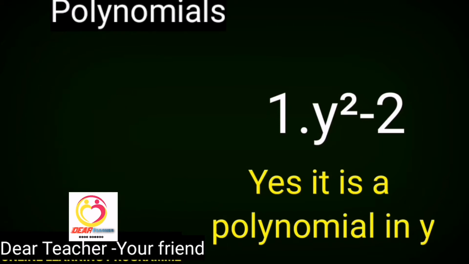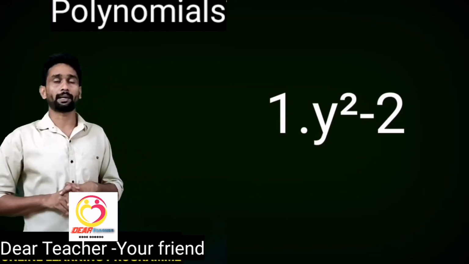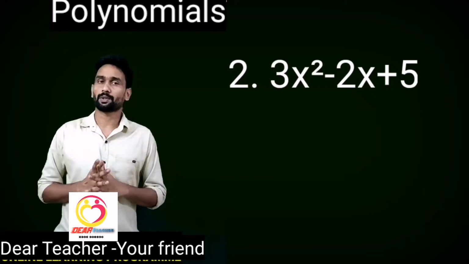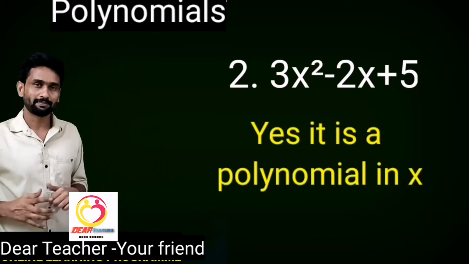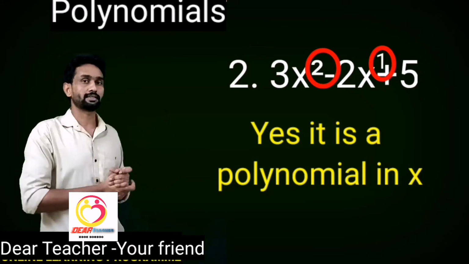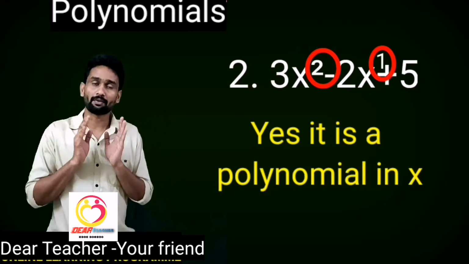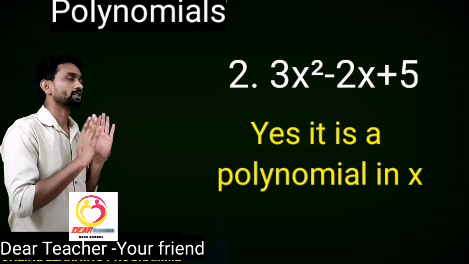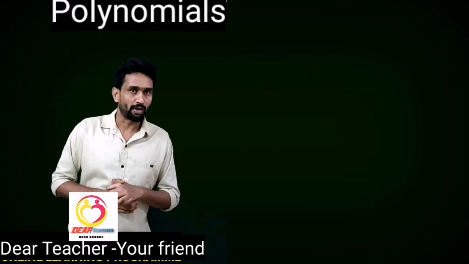y square minus 2. Is it a polynomial? Yes, it is a polynomial. Now look at the second example: 3x square minus 2x plus 5. Is it a polynomial? Yes, it is a polynomial. It has three terms and for each term you can see the powers are non-negative integers. So we can say it is a polynomial.